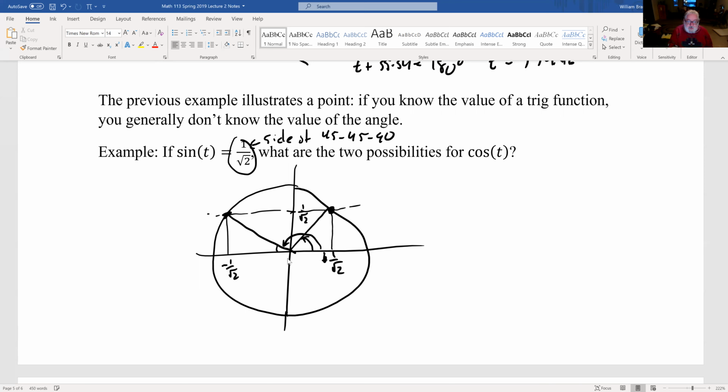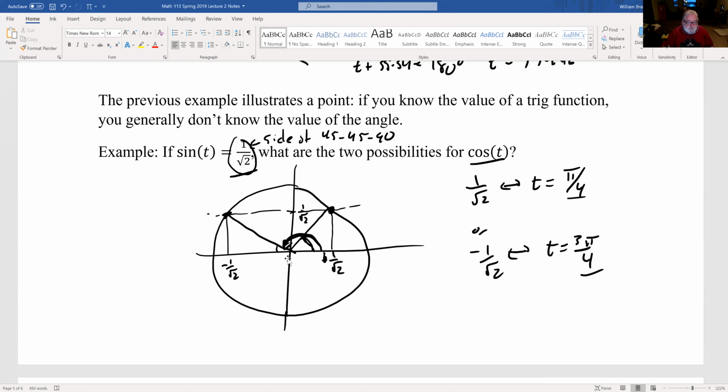90 triangle. So cosine t can either be 1/√2 or -1/√2, because this would correspond to t equal to pi/4. That's this angle. And this would correspond to t equals 3 pi/4, which is that angle. Both of these angles have sine of t equal to 1/√2.